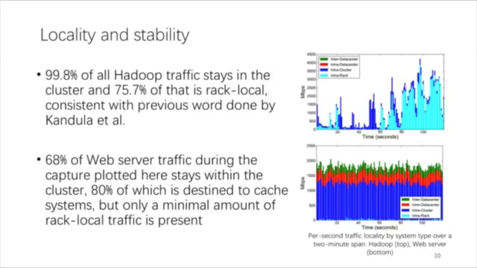So this is consistent with the previous research. And the lower image is for web server. So as we can see, 68% of web server traffic during the capture stays within the cluster. So 80% of it is destined to cache systems. So only a minimal amount of rack local traffic is present.